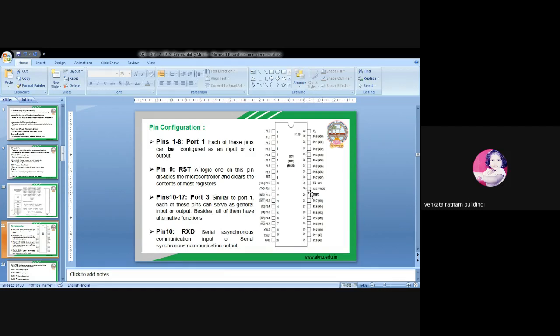Now pin number 31 is EA bar. EA bar is used for external memory access, to enable the external memory. It is active low. Another one is ALE, the address latch enable, a multi-purpose multiplex line. And PSEN is the program status enable line. So this is about the pin diagram of the 8051 microcontroller.